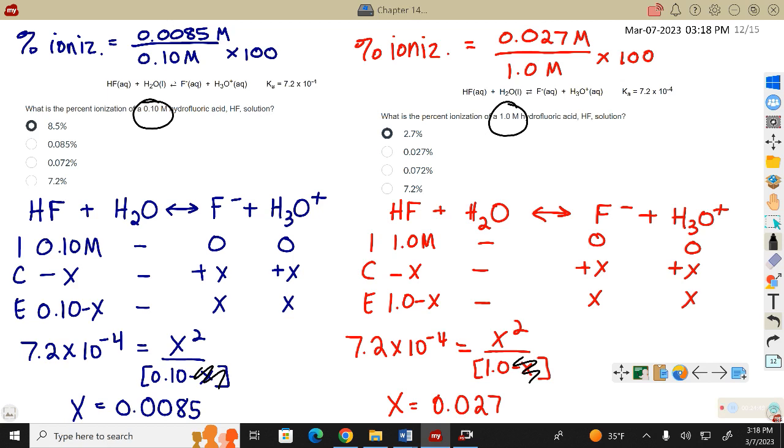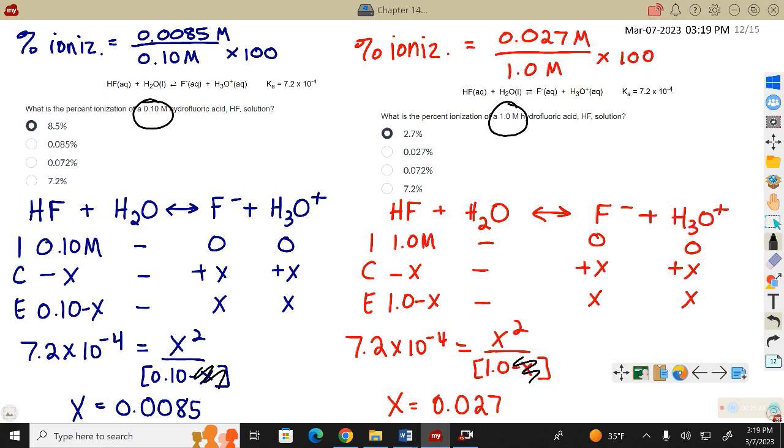They were the same weak acid, but when the concentration was 10 times higher, my percent ionization was actually lower. But you have to think of this as a ratio. So yes, X is greater, but I'm dividing by a number in the denominator that's 10 times higher. So my fraction ends up being lower. X is higher in a higher concentration, but I'm dividing it by a larger number in the denominator.